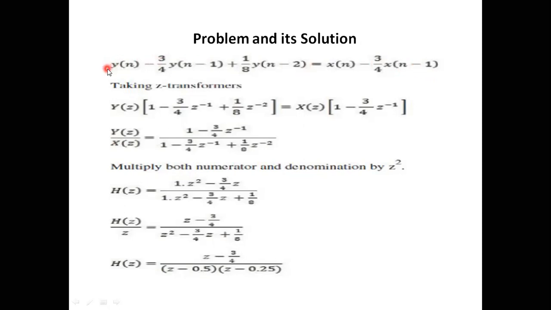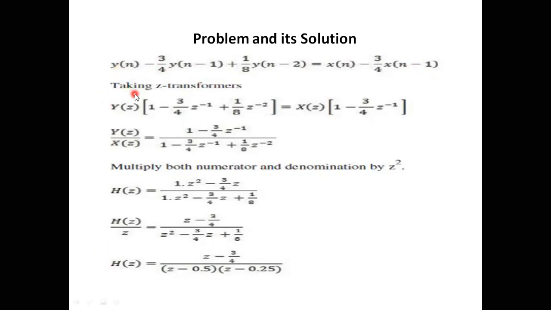So what is the procedure for finding the impulse response? Take the Z transform of this equation. After taking the Z transform, find Y(z) and X(z). Then find H(z), which is Y(z) divided by X(z). After finding H(z), take the inverse of H(z) and you will get h[n]. h[n] is the impulse response of that system.